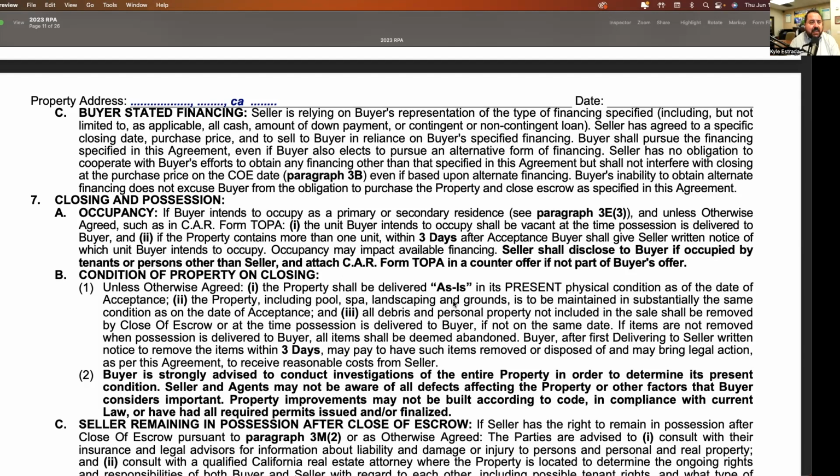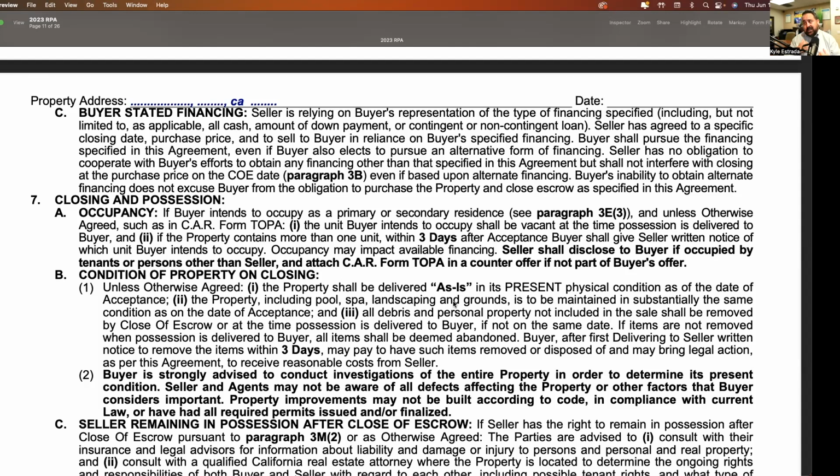Buyer shall pursue the financing specified in this agreement, even if buyer also elects to pursue an alternative form of financing. Seller has no obligation to cooperate with buyer's efforts to obtain any financing other than that specified in the agreement, but shall not interfere with closing at the purchase price on the close of escrow date, even if based upon alternate financing. Buyer's inability to obtain alternate financing does not excuse buyer from the obligation to purchase the property and close escrow as specified in this agreement.